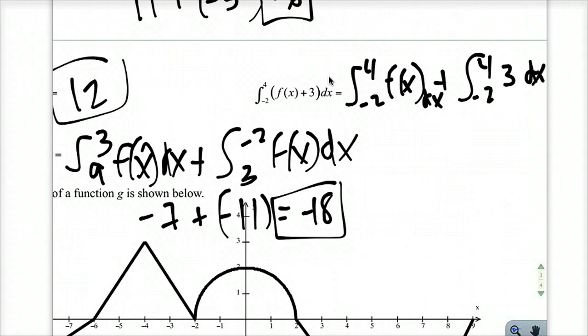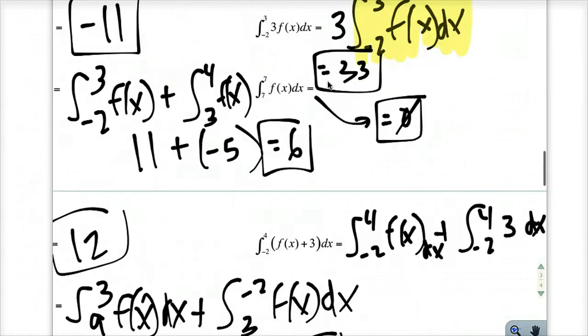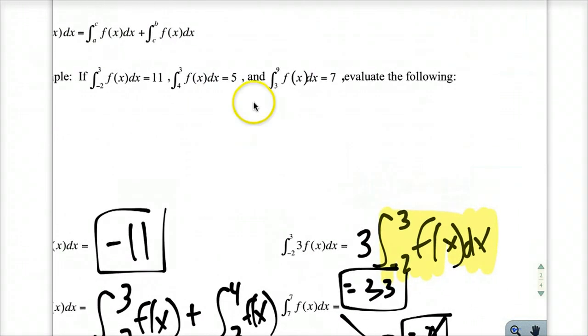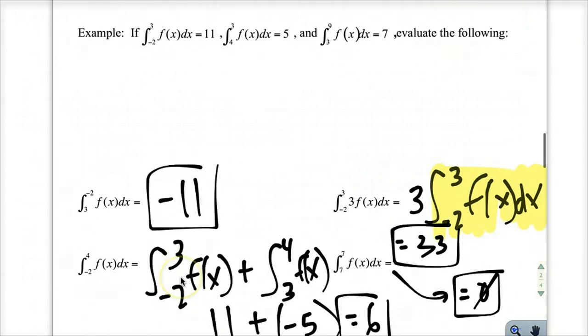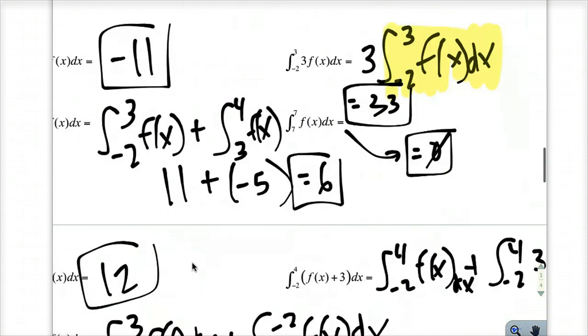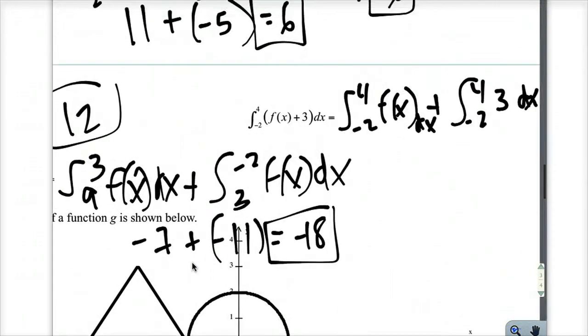Can't forget my dx's. This first one, negative 2 to 4, again, if I look at what's given to me, negative 2 to 4, we already did here in this problem, and we got the answer to be 6. And if you forgot how to do it, you could see it in your notes. So I'll make this 6.